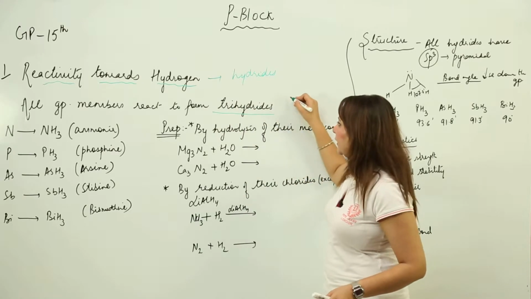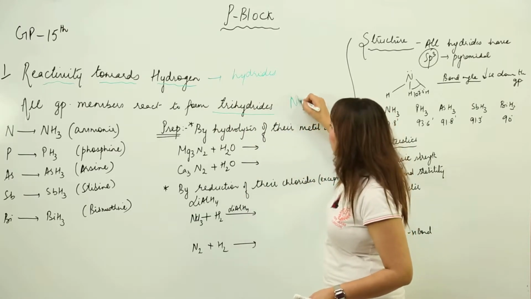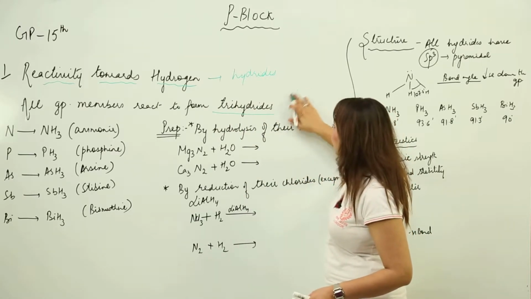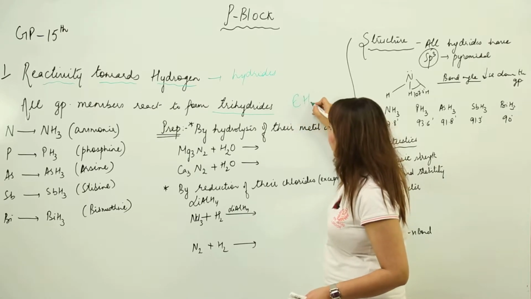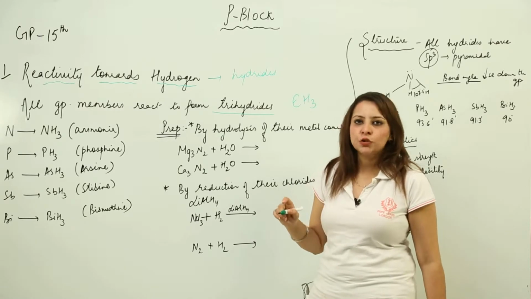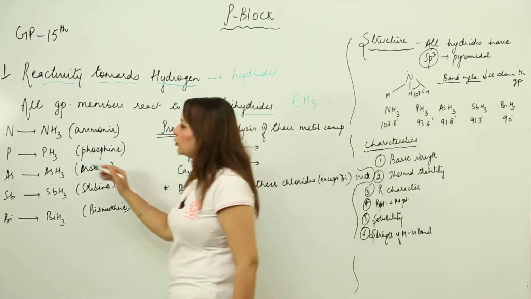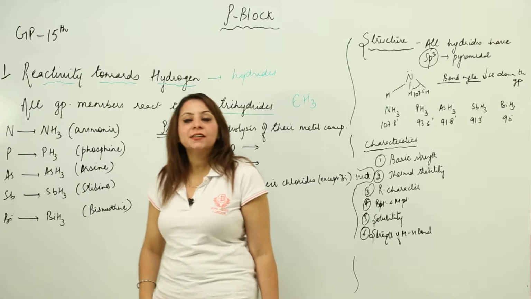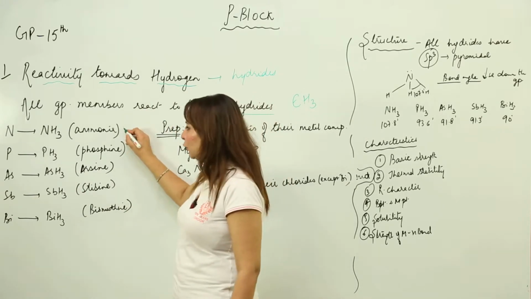form trihydrides. If I write the element as E, it is EH3. Most of the hydrides form this EH3. So nitrogen forms NH3, which is commonly and popularly called ammonia.